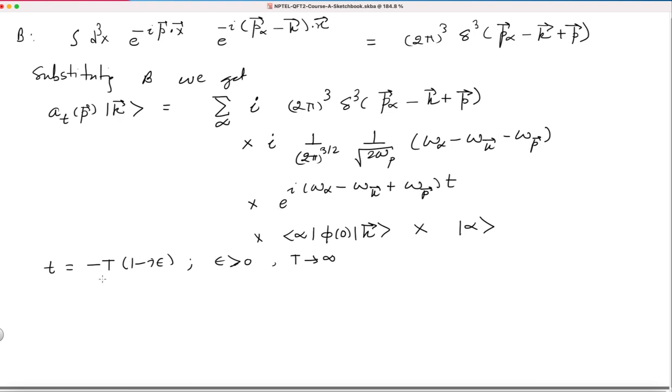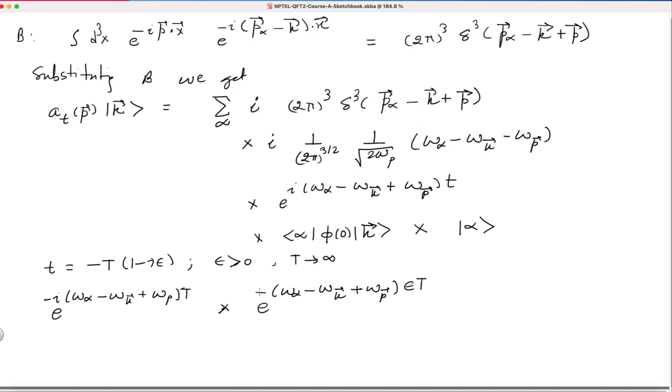So what happens to this exponential? This exponential becomes e to the i (omega alpha minus omega k plus omega p), and because of this minus sign you get a minus here, times e to the, so this is minus times minus, that's a plus, so it's i epsilon t. Now i epsilon t times this i will give you minus capital T, minus epsilon t times this factor. That is correct. Okay, so this is what you are going to get.